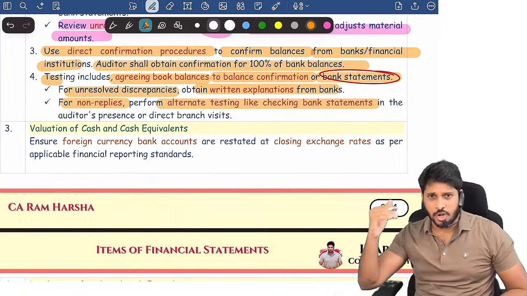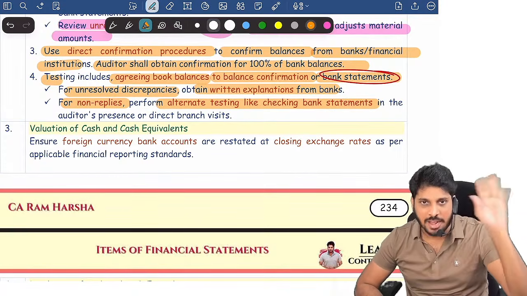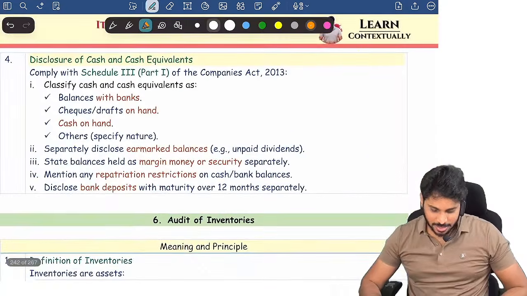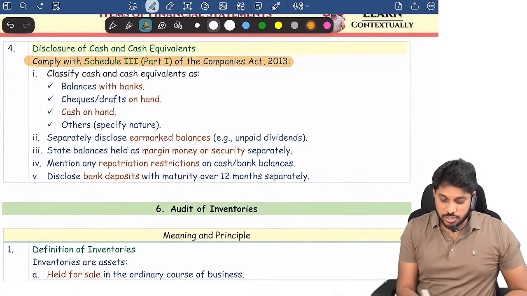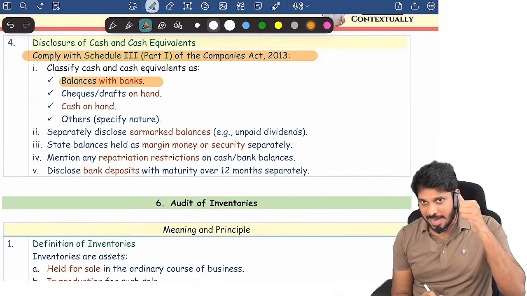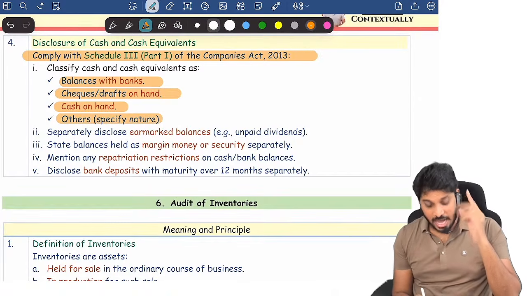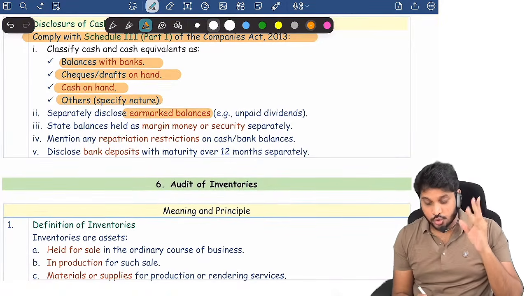Suppose the bank is not replying. Today, bank confirmation we don't do, we directly generate the bank statement from internet banking. That's it. Then disclosure. Disclosure is also important in cash and cash equivalents. We need to show cash and cash equivalents as below: balances with banks, cash on hand or checks on hand, and others. And separately we need to disclose earmarked funds.